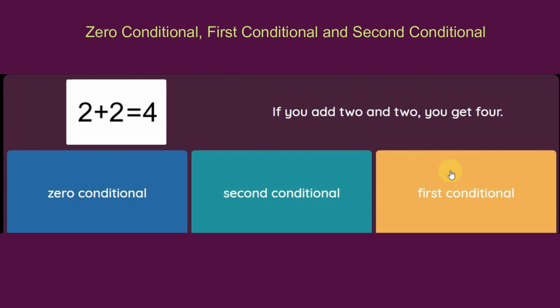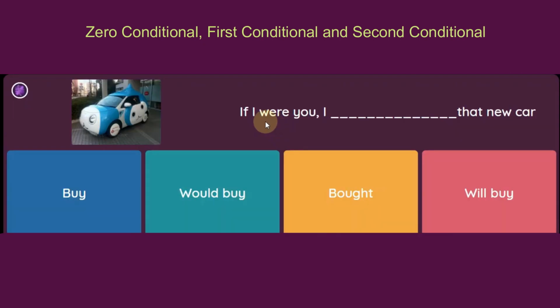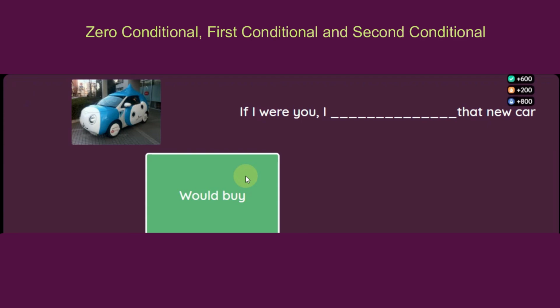2 plus 2 equals 4. If you add, then you will get the answer. It is a truth. So, the answer is zero conditional. Question number 10. If I were you, I that new car. It shows the second conditional. Obviously, the answer is I would buy that new car.